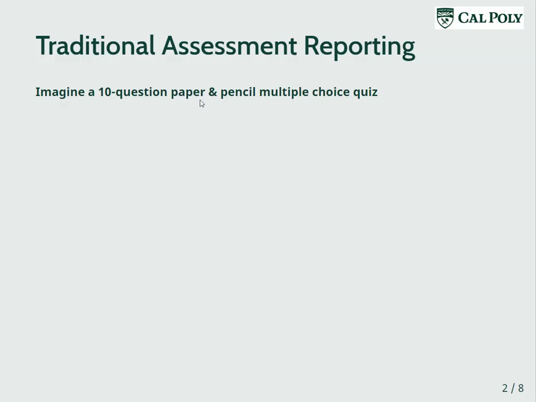So let's imagine a 10-question paper and pencil multiple choice quiz is given to students. In terms of traditional feedback, we would imagine a score, or even potentially a quiz and a score, is given back to the students. However, there are times where this quiz and score, as well as just the score, could be late.